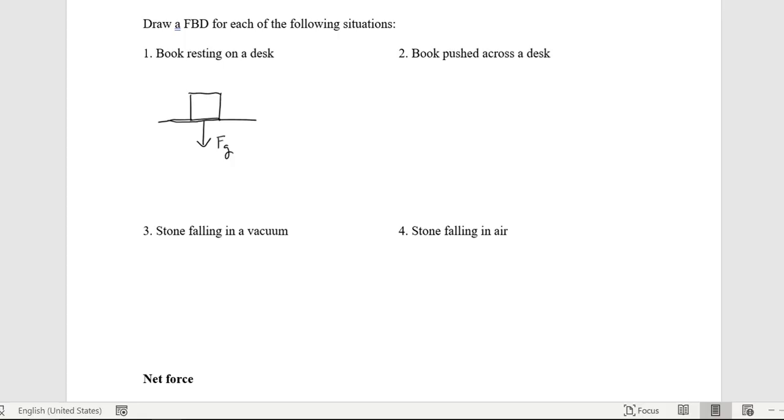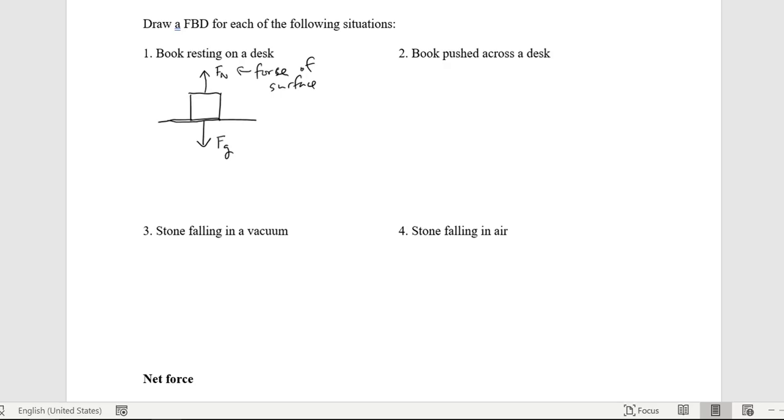Now, if that was the only force, then this book should be falling down. But it's not. So there has to be another force acting on the book, and that force is the desk pushing up on the book. That's the normal force. The normal force is the force of the surface, which is the desk, pushing up on the book. Notice these two forces are now balanced, and the book is just sitting there because the forces are balanced. We'll talk more about that in a minute.